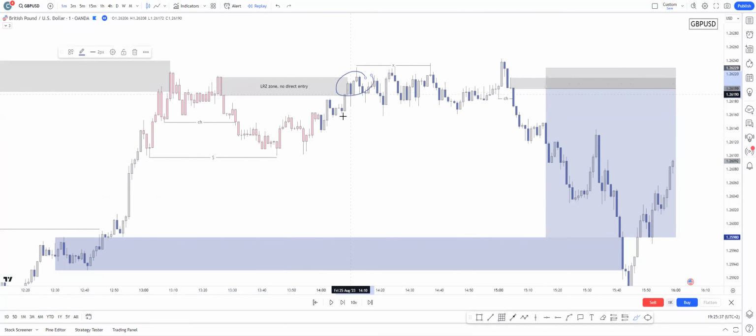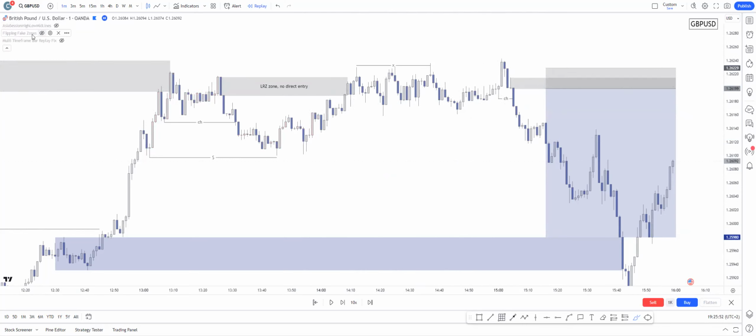Technically, there was a change of character to the downside, but in this movement, price hasn't left behind any possible entry opportunity, possible entry POI. So there was nothing. Nothing really has happened in the first hour of the session.